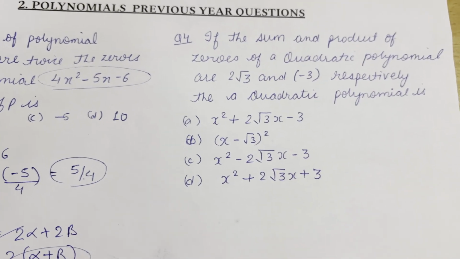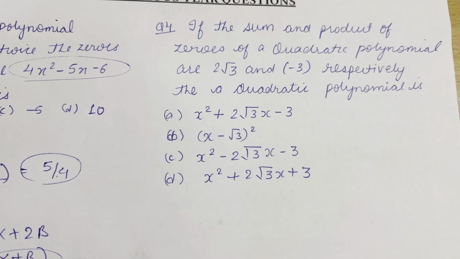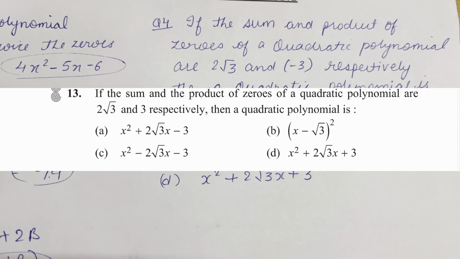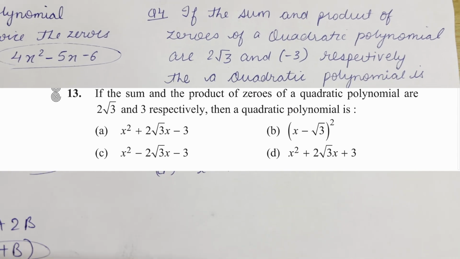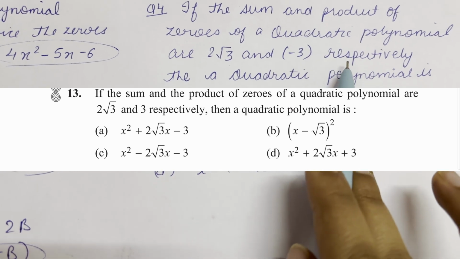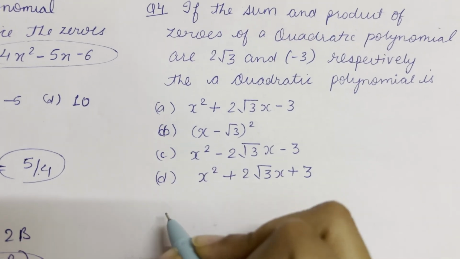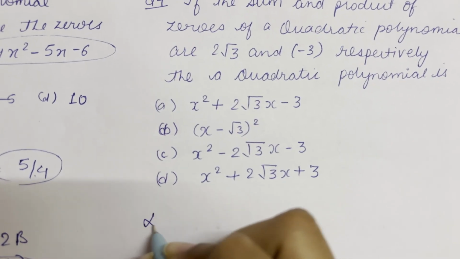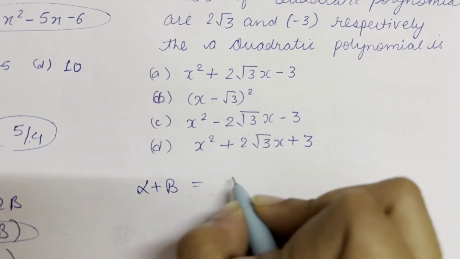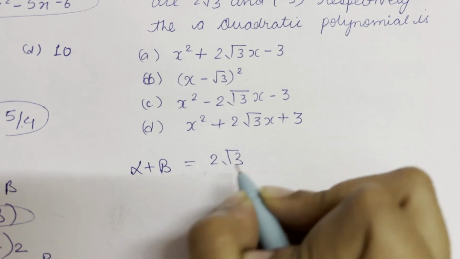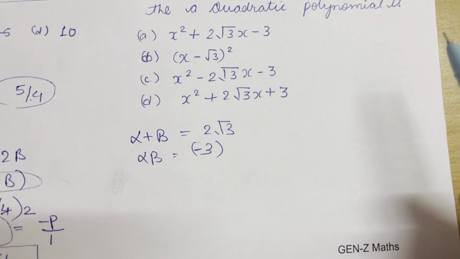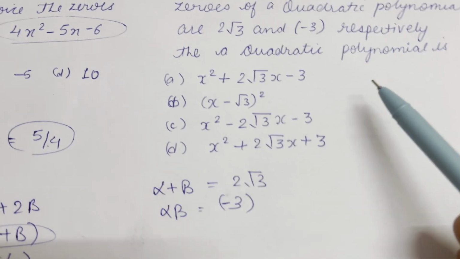Now continue with question number 4. This is again an MCQ type question. The question says that if the sum and the product of zeros of the quadratic polynomial are 2 root 3 and minus 3 respectively, let's take the zeros of the polynomial as alpha and beta. The sum is 2 root 3 and the product alpha beta is equal to minus 3. We need to find the quadratic polynomial.